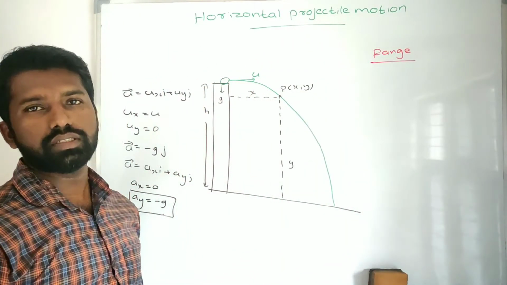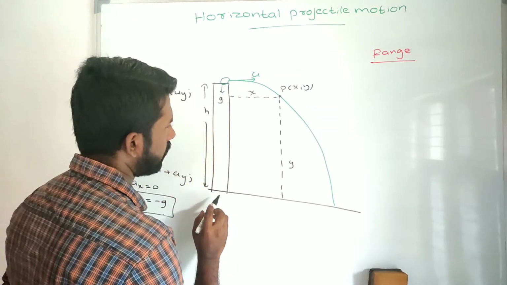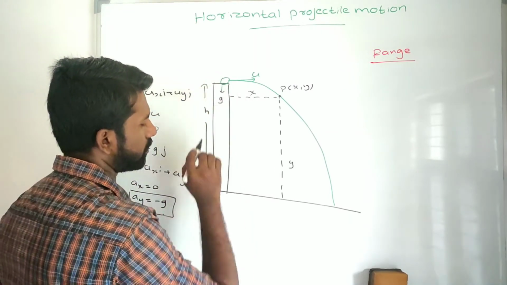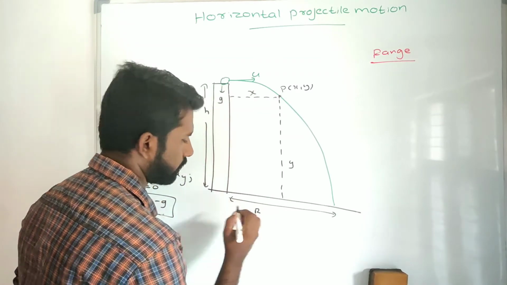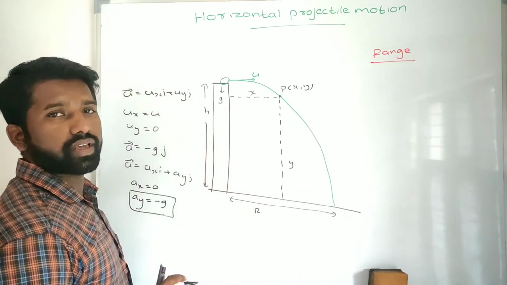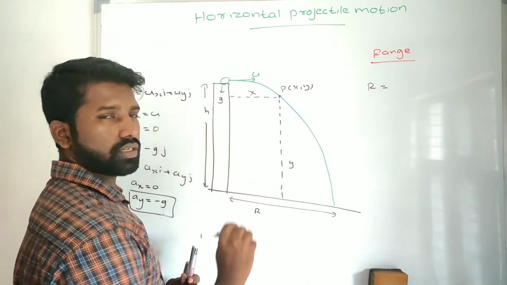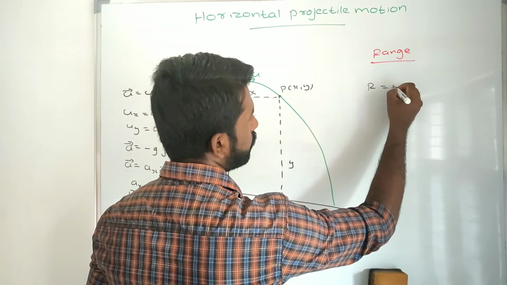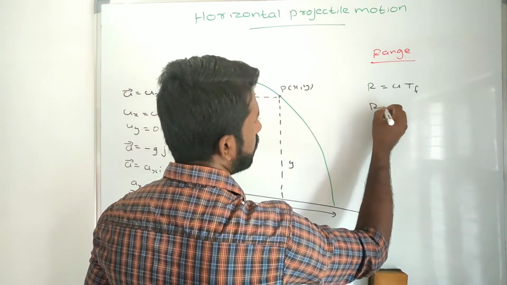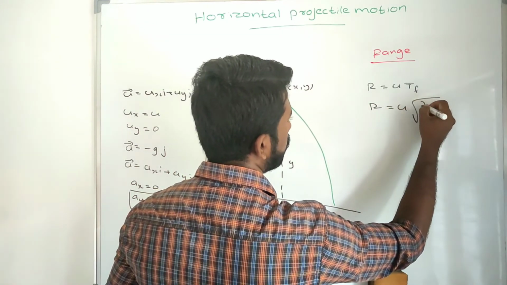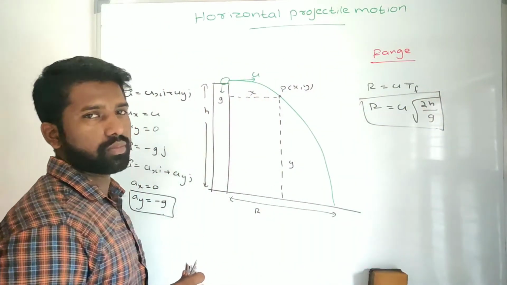Range is the horizontal distance traveled by the projectile. Here the object is projected from this height and strikes at this point, so the horizontal range is this. This is the horizontal direction displacement. In the horizontal direction the velocity is constant, so the horizontal range is equal to u into the total time of flight tf, that is r is equal to u into square root of 2h divided by g.